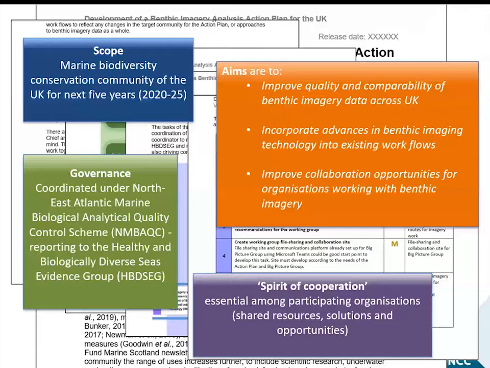So when brought together, this action plan needed a scope and general bounds, because it's a potentially very large, wide reaching thing. So the first thing we did is we constrained it and focused it really for the marine biodiversity conservation community for the next 5 years. Now, this is primarily focused at government bodies in the UK that are responsible for reporting on marine biodiversity. So that was one of the main drivers behind this work.